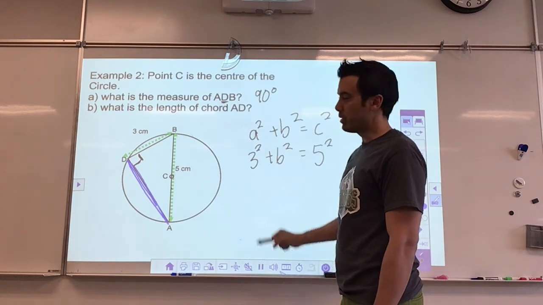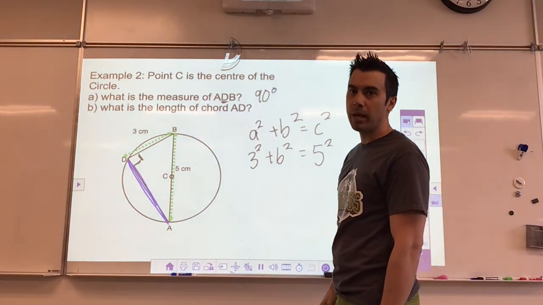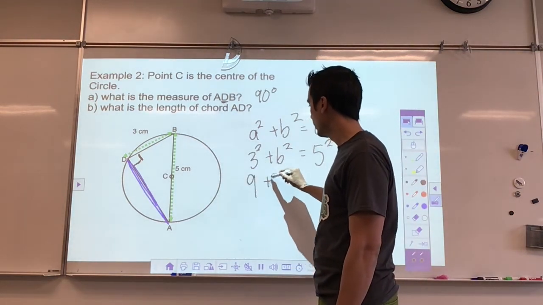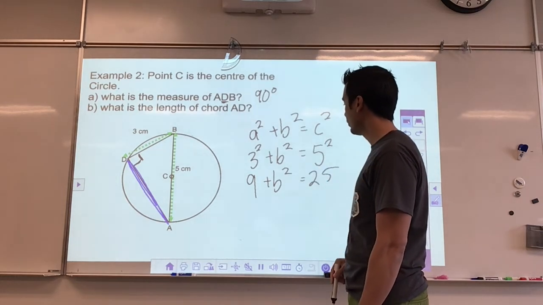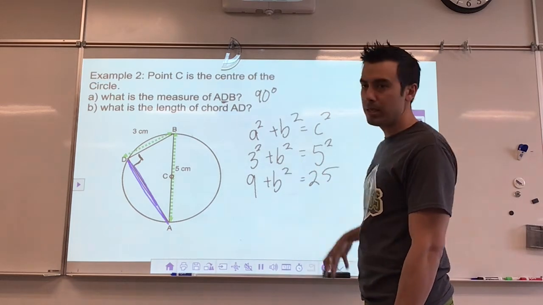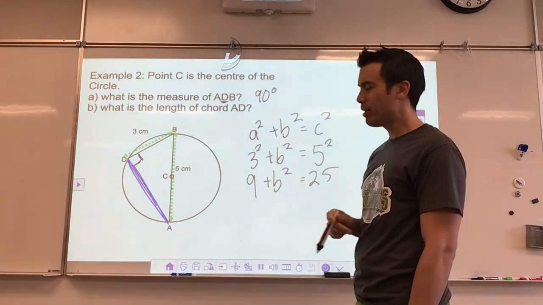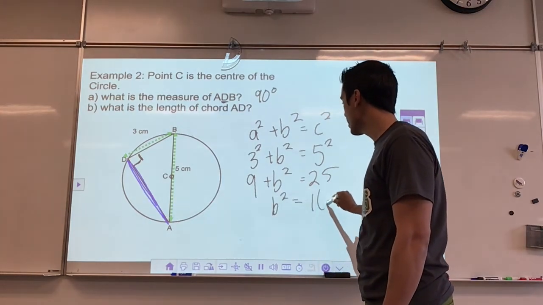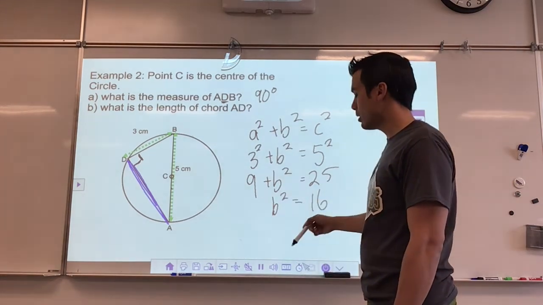Be careful. This doesn't mean 3 times 2. This means 3 squared, which means 3 multiplied by itself. So this is 3 times 3. That's a 9. 5 times 5, 25. I want to get all my numbers to one side. So I'm going to subtract 9 on both sides. After I do that, I get b squared equal to 16.